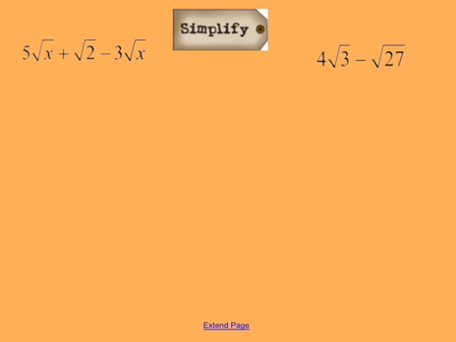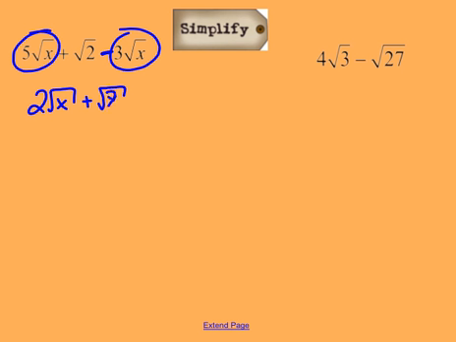Moving on. Now they'll throw some variables in it, things like that to try and confuse us. Circle these. These are similar. This is a negative 3 here. So 5 minus 3 would be 2 square root x plus square root 2. You're done. Once you understand these and get the hang of it, these are pretty simple.